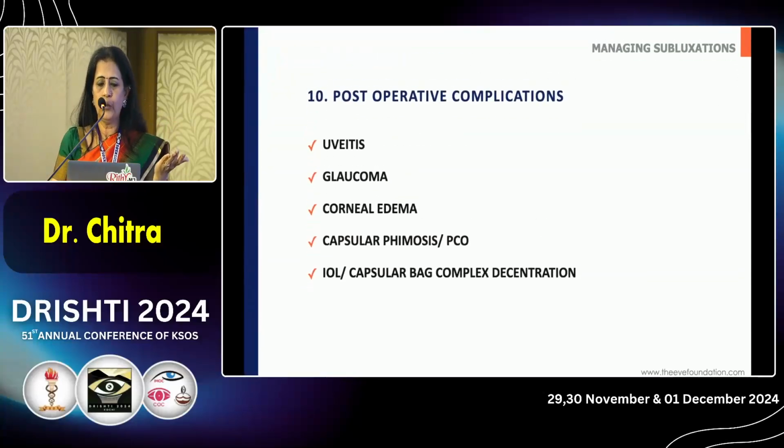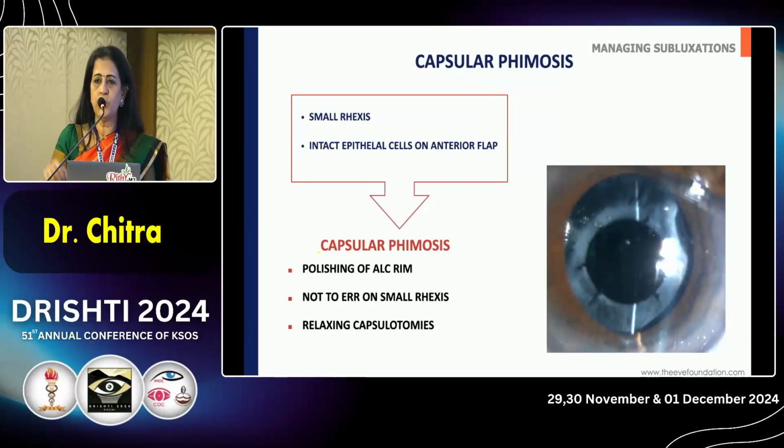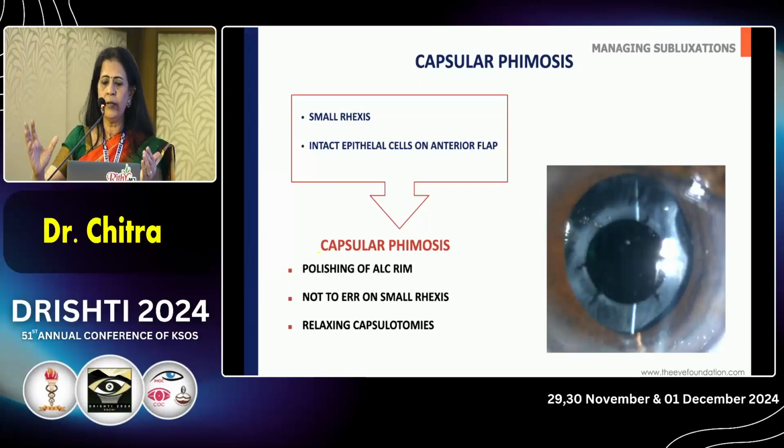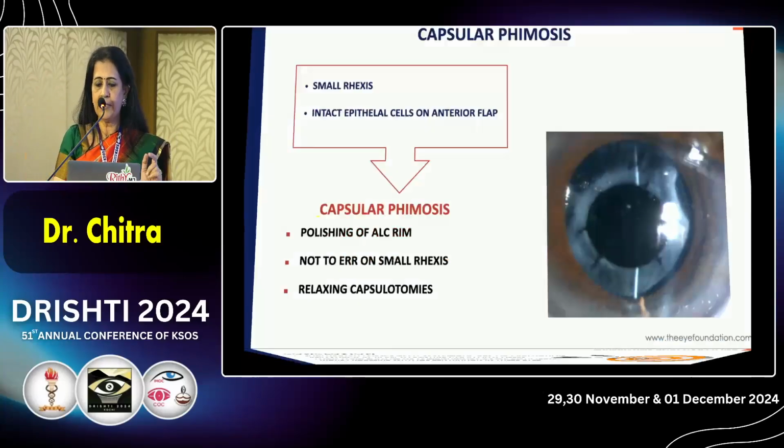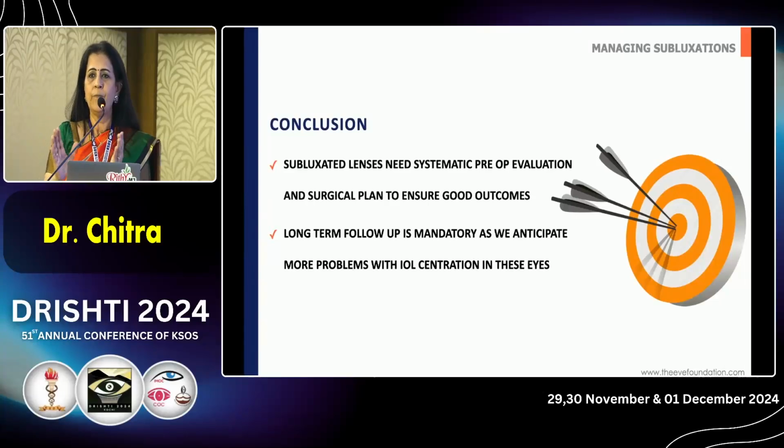Post-operatively, there are different issues, but the most important message is capsular phimosis is a possibility in these eyes because of the partially weak area and all that. So even if you support it, it makes sense to polish the lens, not to make a small rhexis, and make some relaxing capsulotomies. So the essence of this talk is subluxated cataract is something we really need to understand well, why we do each of these steps. And if you do a good, careful surgery, we do well in all our situations.